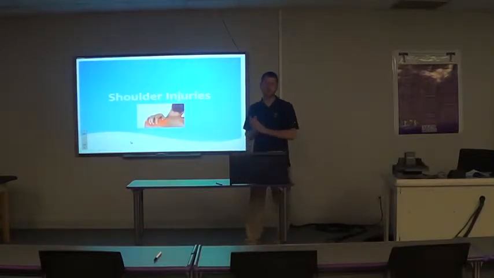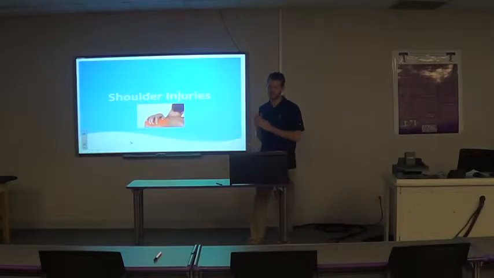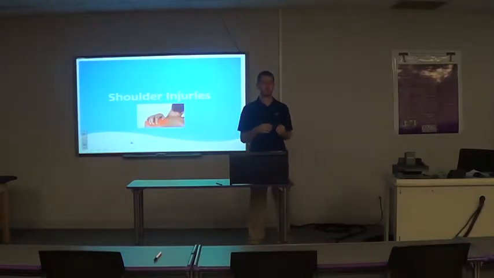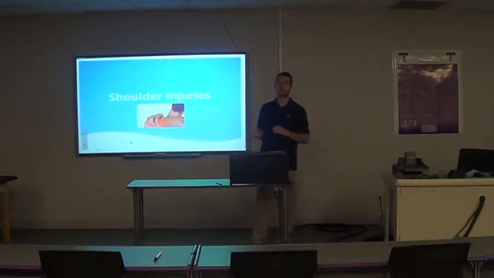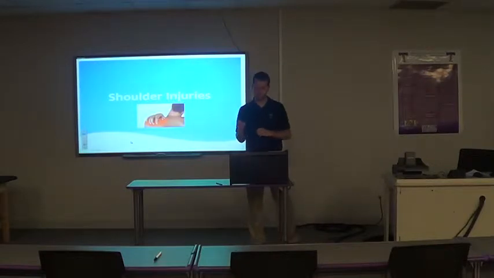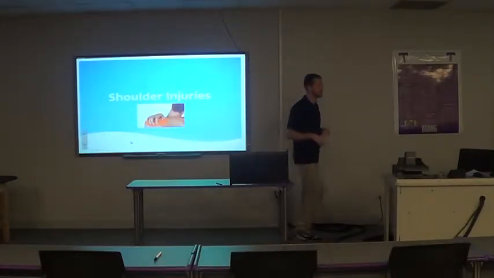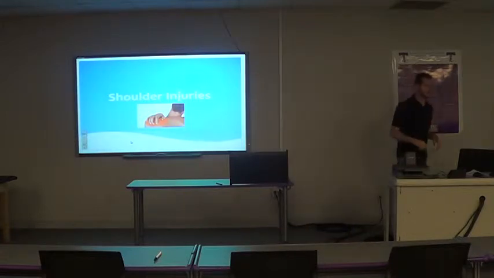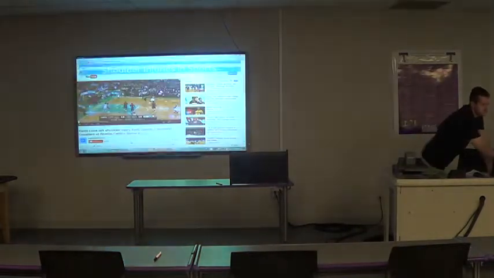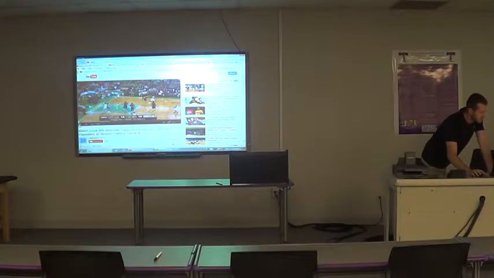Some of the objectives that we want to cover today are, like I said, the different components of the shoulder, so the joints, the bones, the muscles, as well as the different types of injuries that can occur, and some of the causes, symptoms, and possible treatments for those. To start us off, I'm going to show some videos of some athletes being injured.